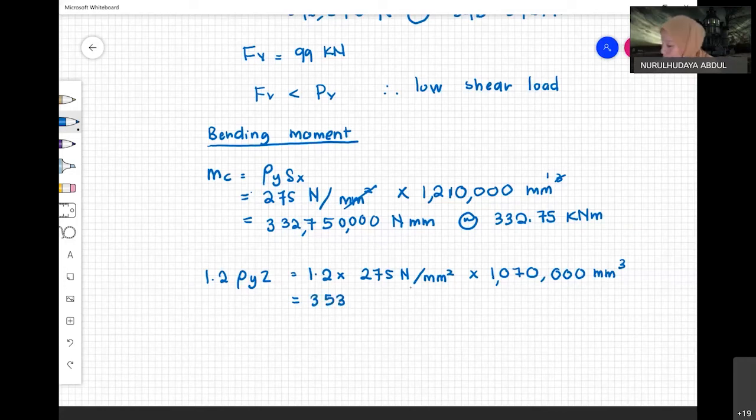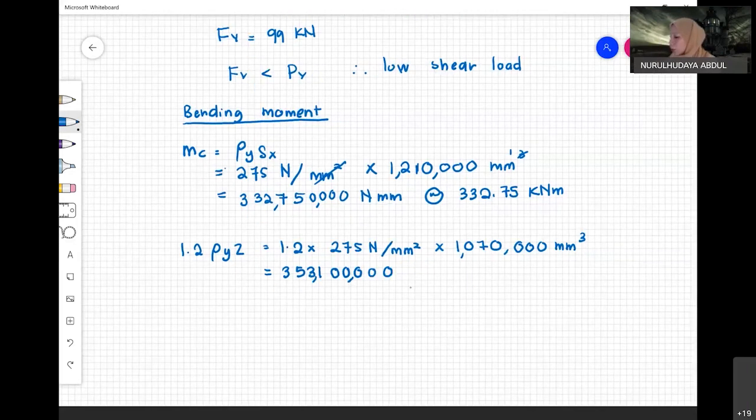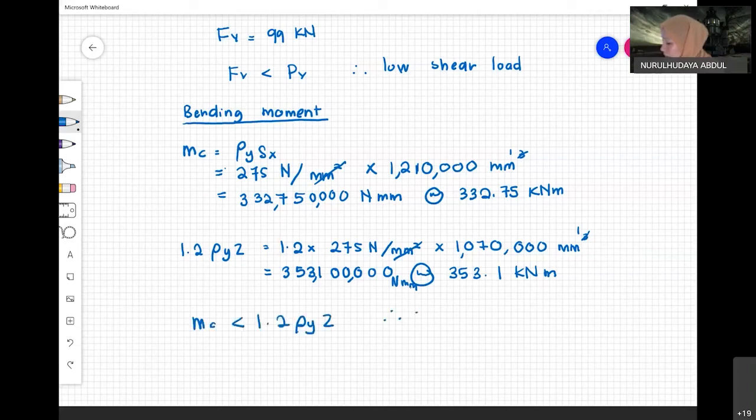35 31, berapa banyak kosong tu. So 353 juta 100,000 is equal to 353.1 kilonewton meter. Ini sama juga, jadi satu hilang. Newton mm. Tinggal 353.1. Kita check lah. MC must be less than this 1.2 PYZ, which is betul. Memang it is less. Which means this is okay.